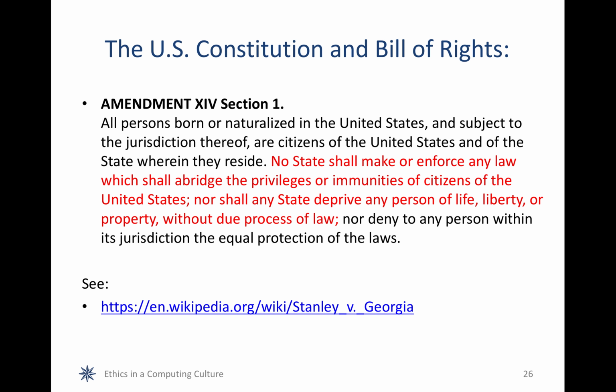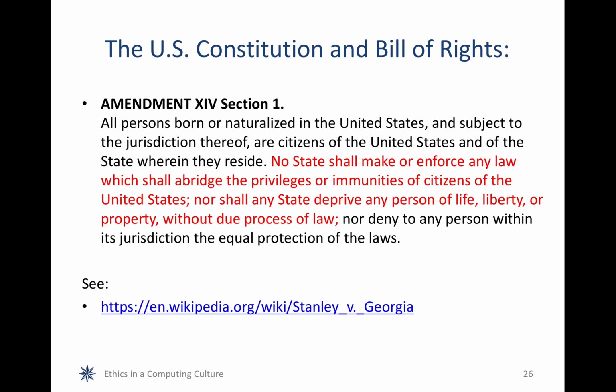So, for example, the Supreme Court supported an Ohio law that criminalized possession of child pornography, and they overturned that. All right. Not probably something you need to know too much, but moving on.